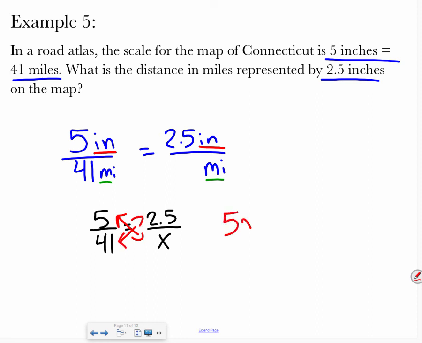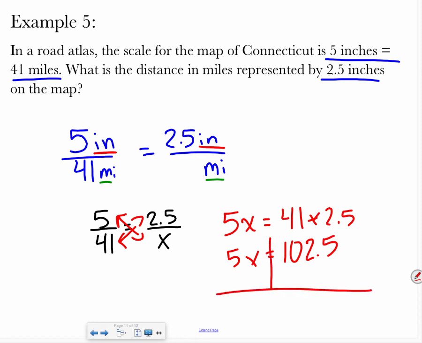5 times x is just 5x, and then we have 41 times 2.5. So we have 5x equals, and then 41 times 2.5 gives us 102.5. Now, if we tee it up to get x by itself, I know I have to divide because we were multiplying. So now I have x equals 102.5 divided by 5, which is 20.5.